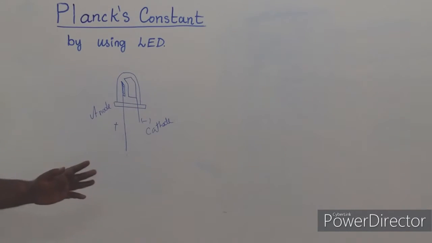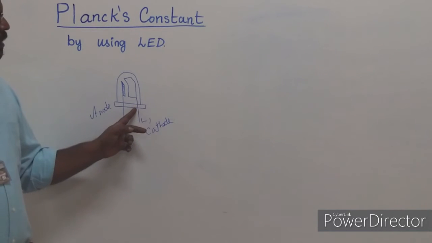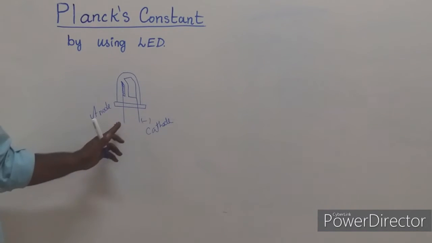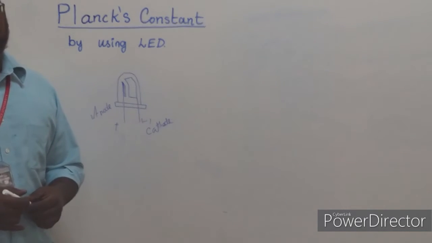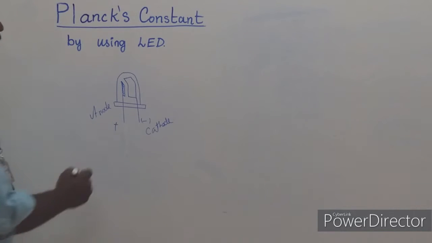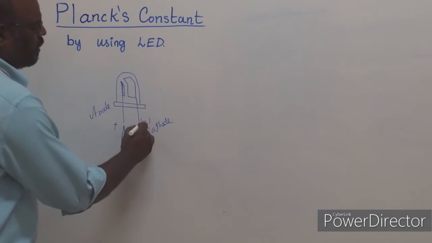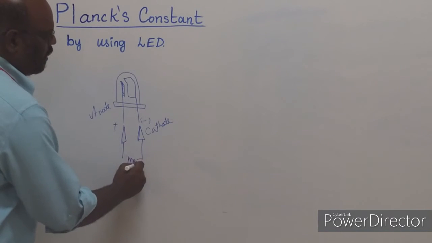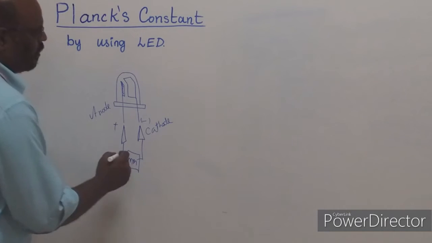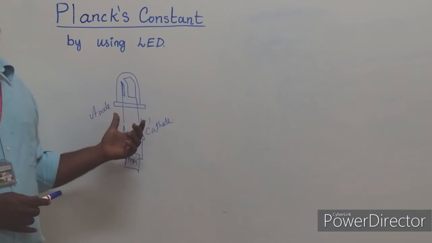Another way we can check is that the longer lead is the anode and the shorter one is the cathode. If both are equal length, then how to find it? You can use a multimeter. Just take a multimeter, connect the positive of the multimeter here and the ground here, and then the LED will glow. This way also you can find which is the anode and which is the cathode.